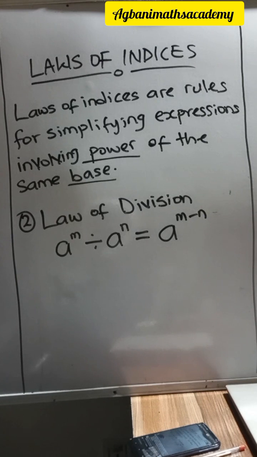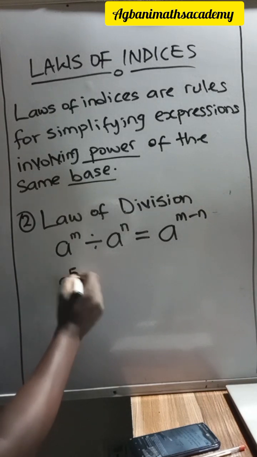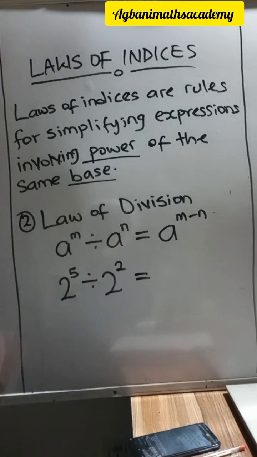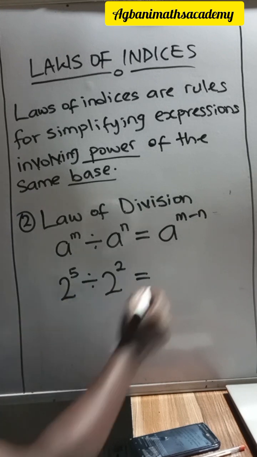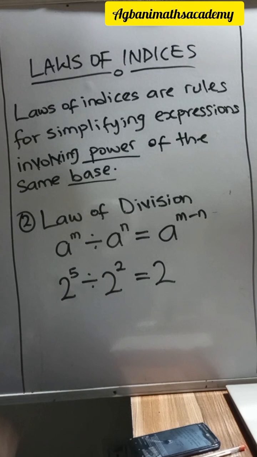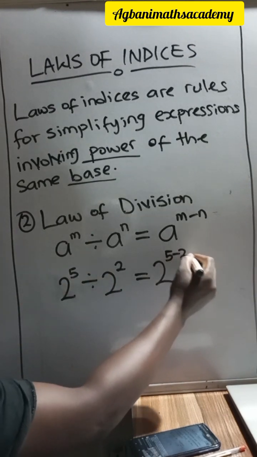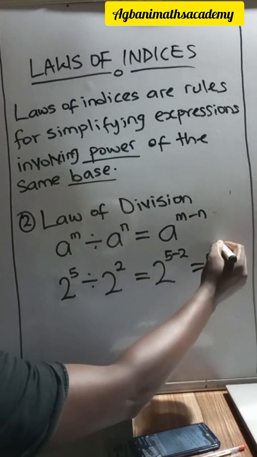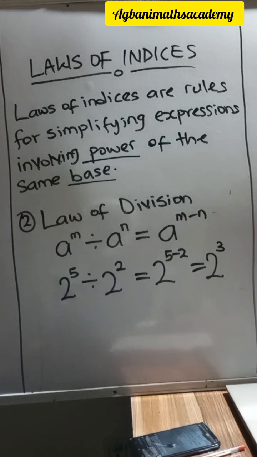Okay, let's look at an example. 2 to the power of 5 divided by 2 to the power of 2. So applying this principle here, this law, which is you pick one of the two bases which are the same, and then the powers you subtract. So we have 5 minus 2. And 5 minus 2 is going to give us 3. So this is going to be 2 to the power of 3. So this is the application of the second law of indices. So we are going to the third law of indices.